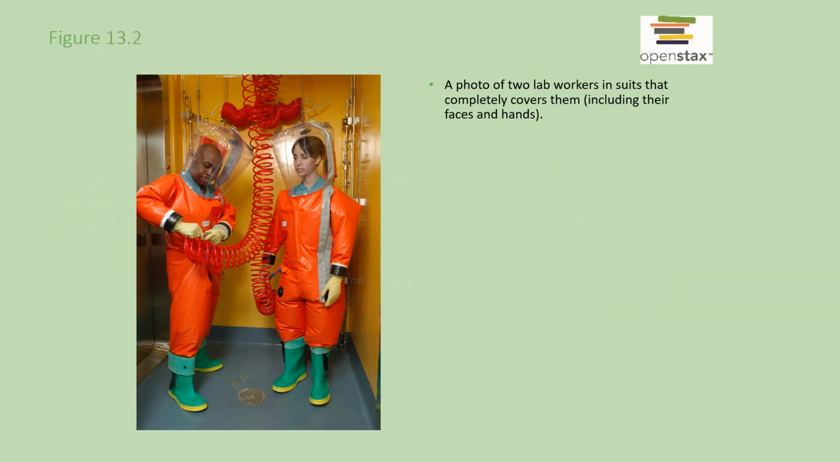And here is a picture of two individuals getting ready to go work in a BSL level 4. So you can see they're in full body protective gear. These coil tubes that you can see, he's attaching it to himself. This goes up to the ceiling, and that is attached to your air supply.